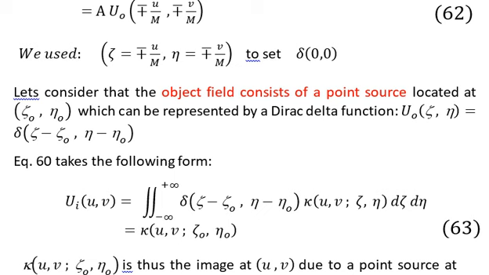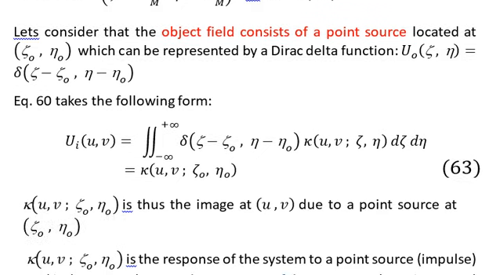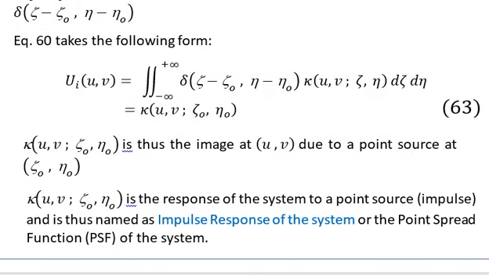So here you see that we are assuming that our input field is a point source, a delta function located at the coordinates zeta naught and eta naught, as we have shown in equation number 63 in the integral. So substituting the input field equal to delta of zeta minus zeta naught and eta minus eta naught, a point source located at zeta naught and eta naught in the input plane, then you know that solving this integral we have a kappa.